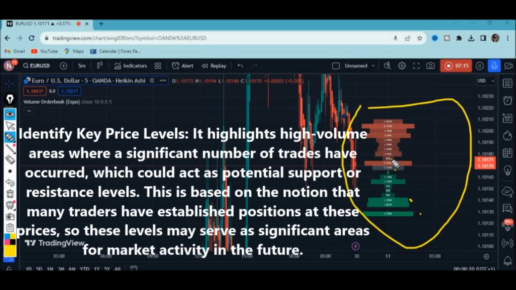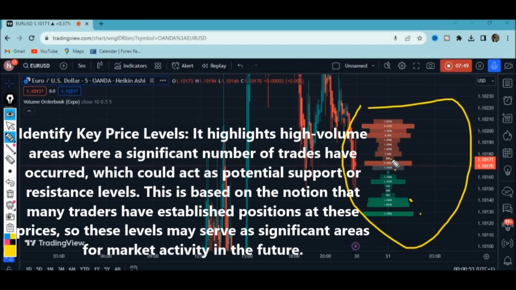So guys, how can we really use this volume order book to identify key price levels? You can look at the volume areas where a significant number of trades have occurred, which could act as potential support or resistance levels. This is based on the notion that many traders have established positions at these prices, so these levels may serve as significant areas for market activity in the future.